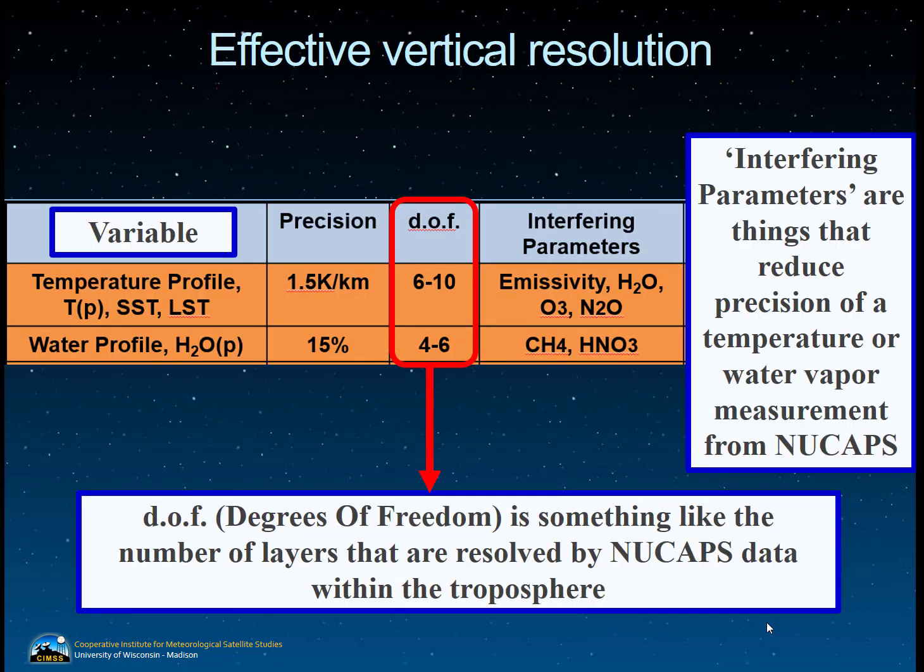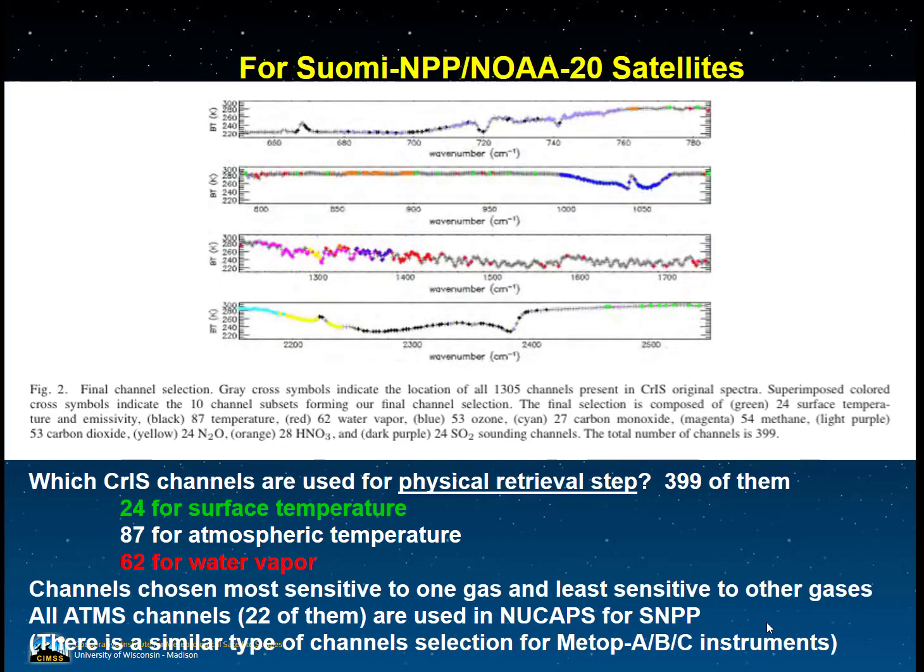The effective vertical resolution of these profiles isn't big. About 6 to 10 layers of temperature are resolved in the troposphere, and about 4 to 6 layers of moisture are resolved in the troposphere. Keep that in mind when you're looking at the data. About 1/4 of the channels are used in the retrieval. Channels that are chosen are most sensitive to one gas and relatively unsensitive to other gases. This figure also shows in color the wave numbers used to identify each particular gas.